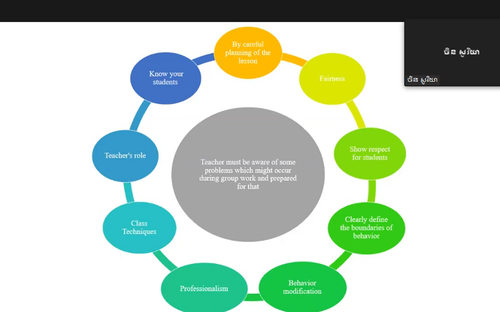Clearly define the boundaries of behavior. This is also very important. At this point, it defines the role of the teacher, or the limits, rights or responsibilities of the teacher. So what you should do in the class. You are the teacher, you have to do your teacher's work.